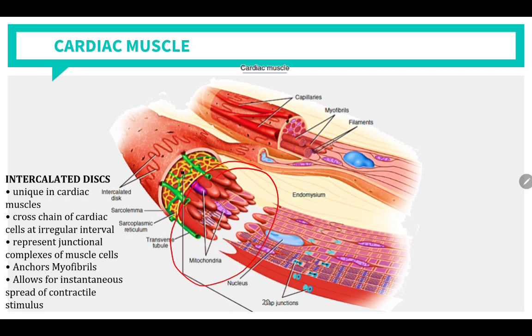They are unique in cardiac muscle. They cross-connect cardiac muscle cells at irregular intervals, which makes it capable of involuntary contraction. They represent the junctional complexes of a muscle cell. They anchor myofibrils and allow for instantaneous spread of the contractile stimulus. So what structures we have in one myocyte, the same are found in our cardiac muscle. Let's see.